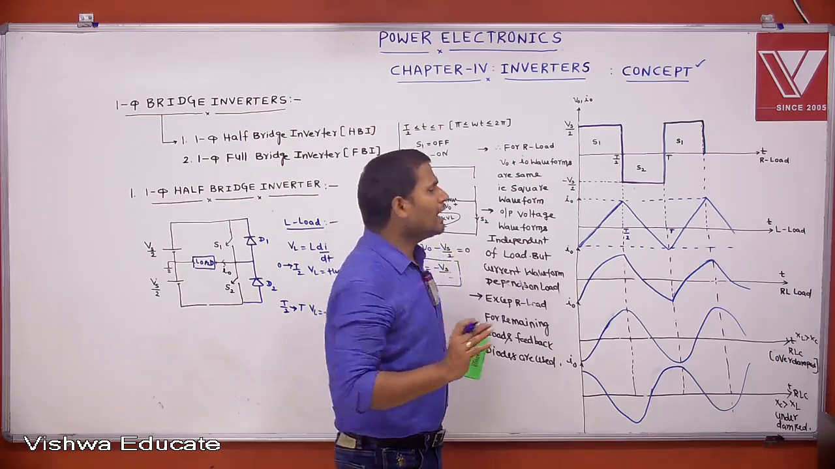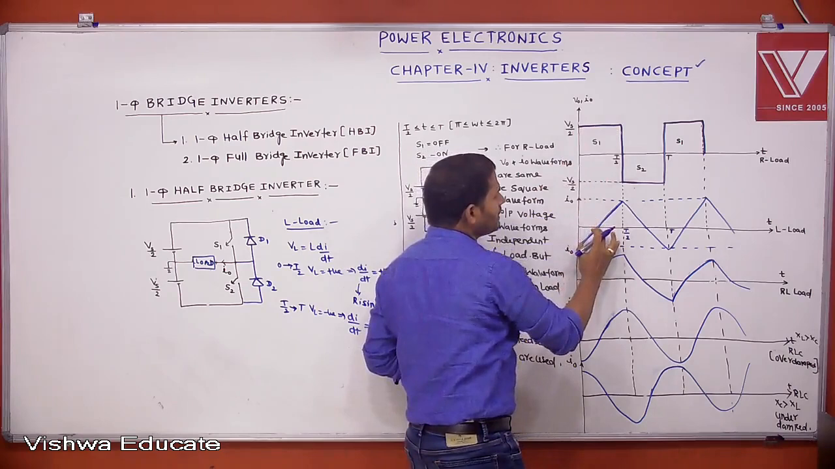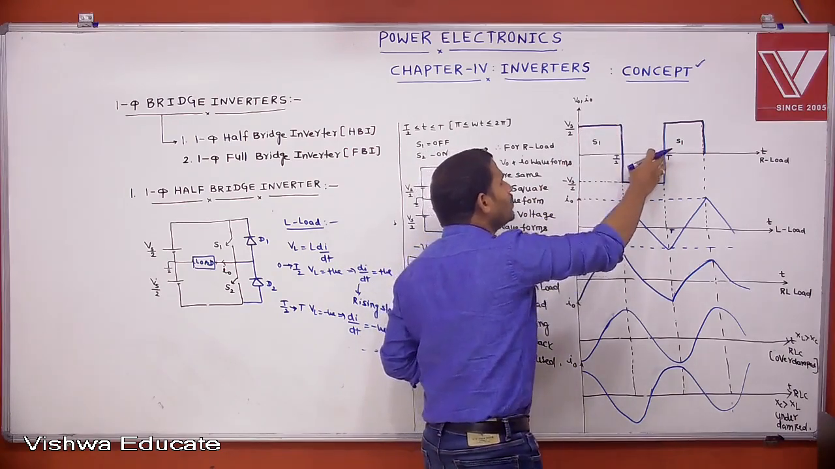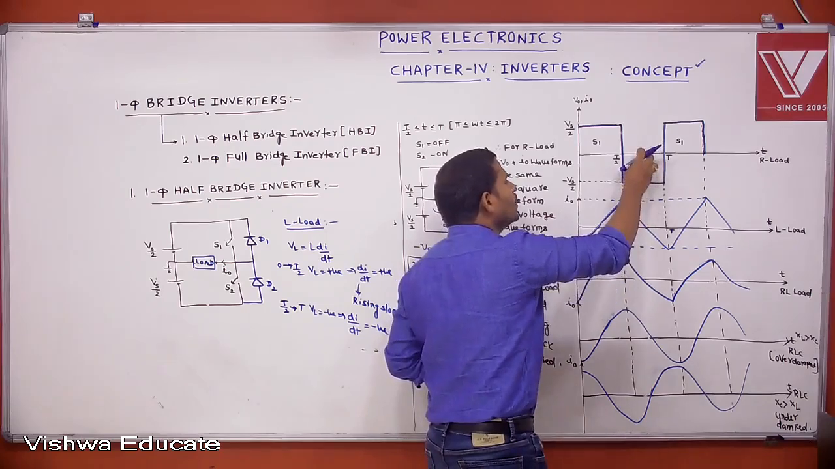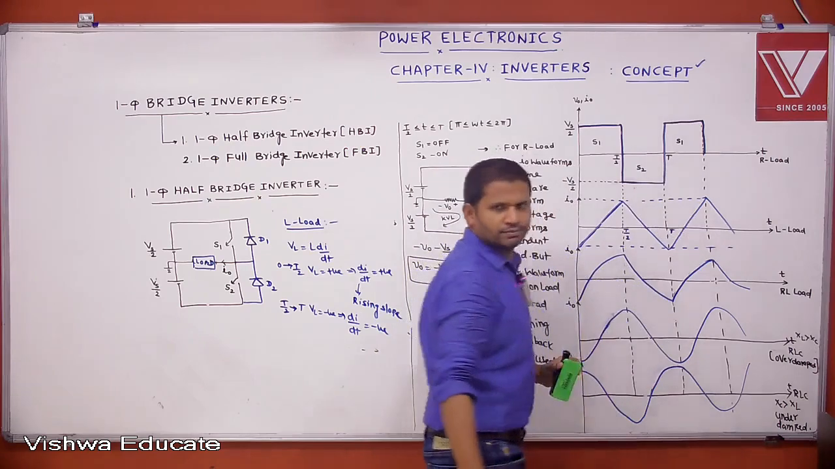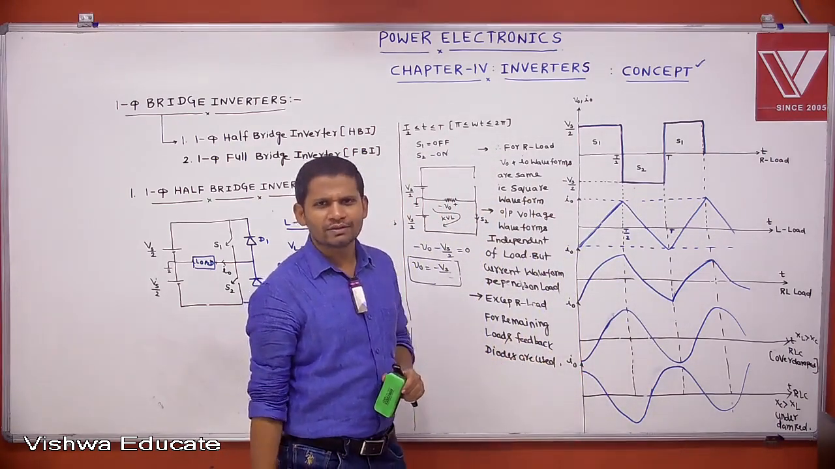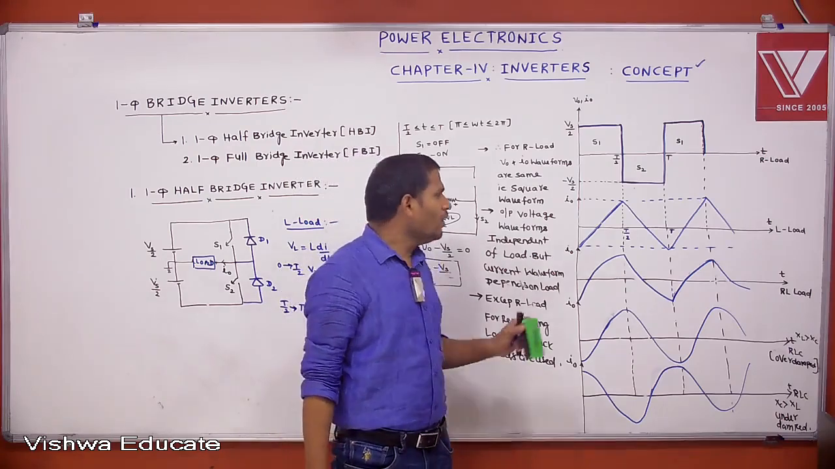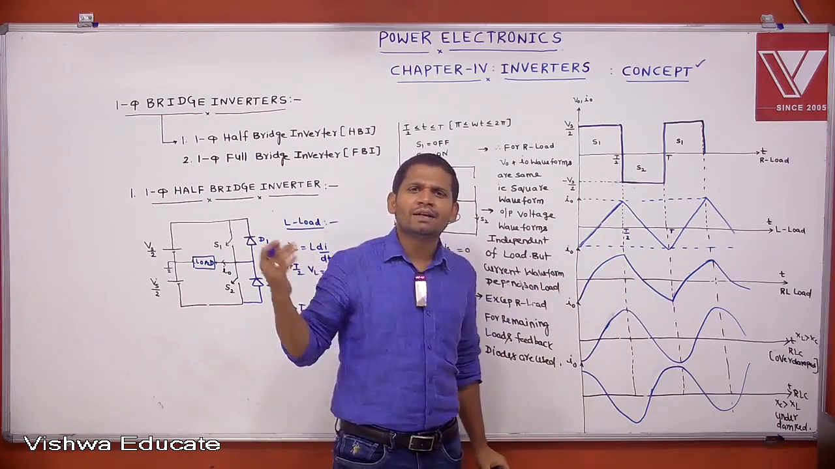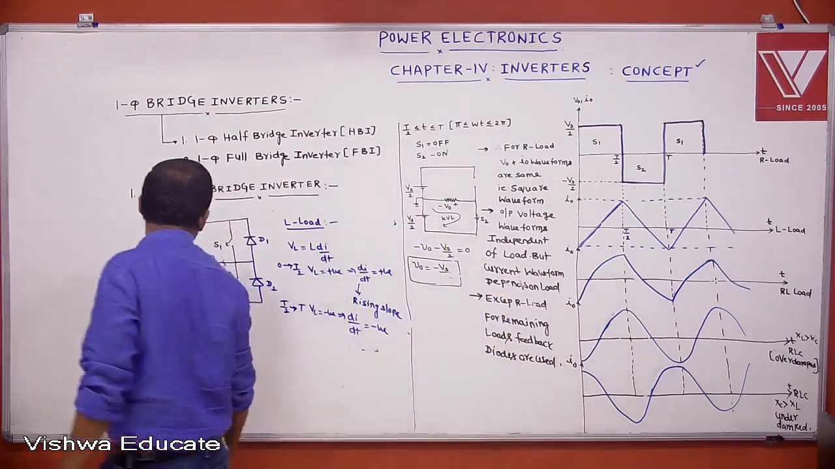Here I am assuming this is positive voltage, negative current; this is positive voltage, positive current; negative voltage, positive current; negative voltage, negative current; positive voltage, negative current. Lagging and leading currents are taken as negative currents. Now the question is, to satisfy this, which devices will conduct in the circuit? That is important, you will see the analysis here.